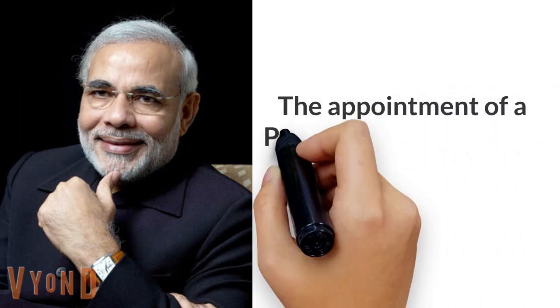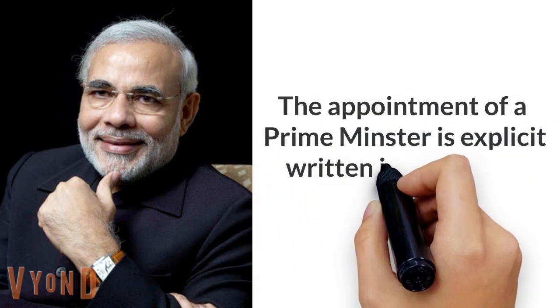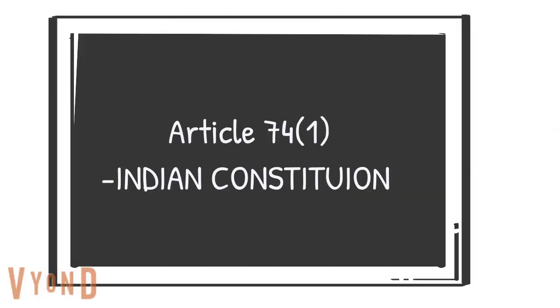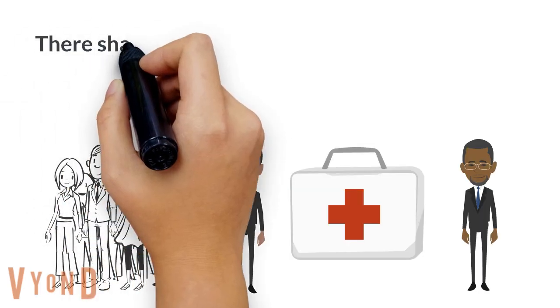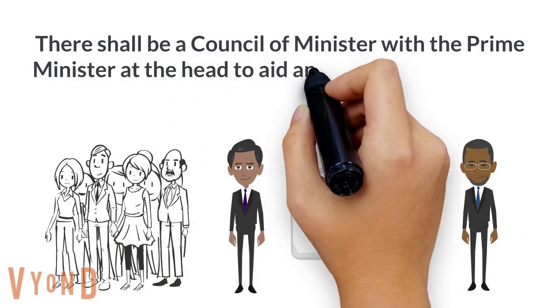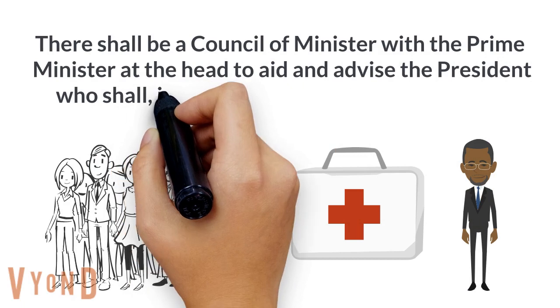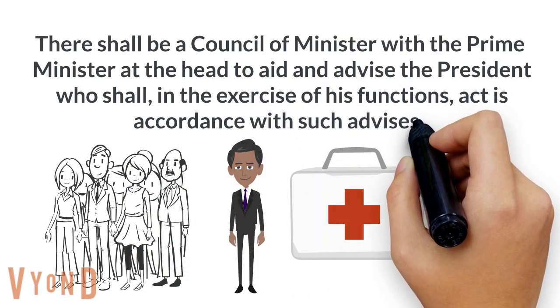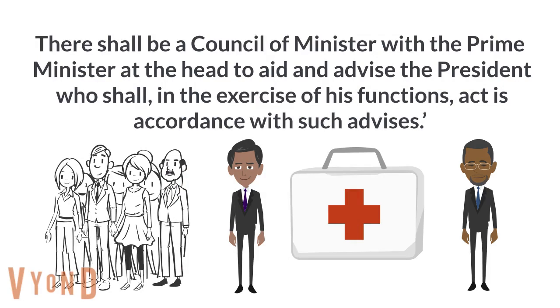Unlike Australia, the appointment of a Prime Minister is explicitly written in the Indian Constitution. Under Article 74 of the Indian Constitution, subparagraph 1, it states that there should be a Council of Ministers with the Prime Minister at the head to aid and advise the President, who shall, in the exercise of his functions, act in accordance with such advices.